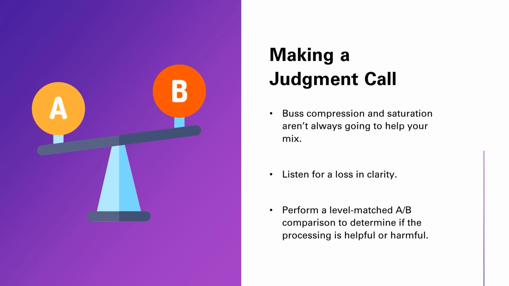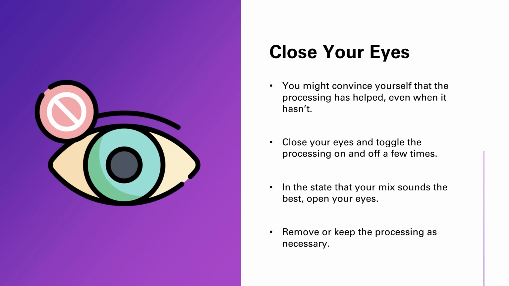Even once you've done that, there's still a risk of tricking yourself into thinking the processed signal sounds better. We want to believe that the processing we've applied has helped in some way, so you might just convince yourself that it has. To avoid this, close your eyes and toggle the processing on and off a few times so that you don't know what state it's in. With your eyes still closed, you'll be able to make an unbiased A-B comparison. In the state that your mix sounds the best, open your eyes. If the processing is turned off, you don't need it, and if it's turned on, keep it.